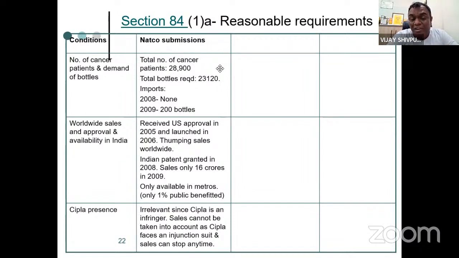Worldwide sales and availability: the product was approved in US in 2005, launched in 2006, and availability is only in metros, that is only 1% of the public getting benefited. Maybe someone sitting in a very small town in Maharashtra may not have access to it. Also there was another infringing party, Cipla, who was selling the product. Now in this case we'll discuss how Cipla is relevant here.